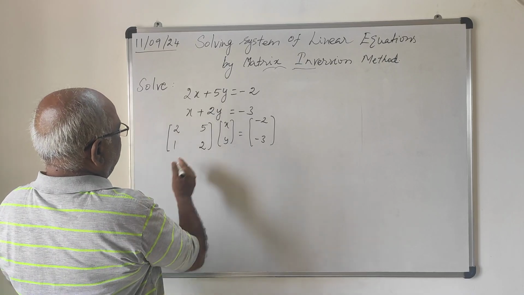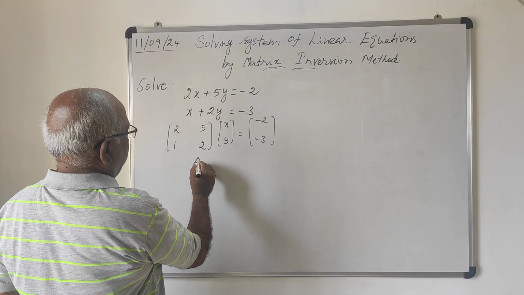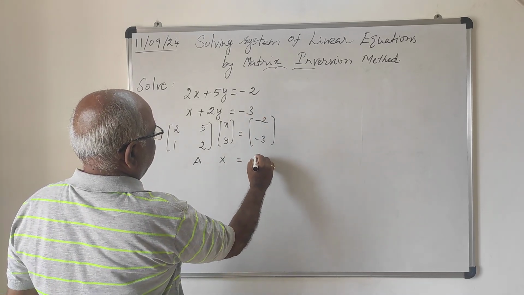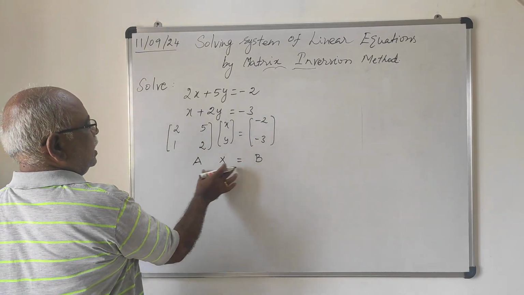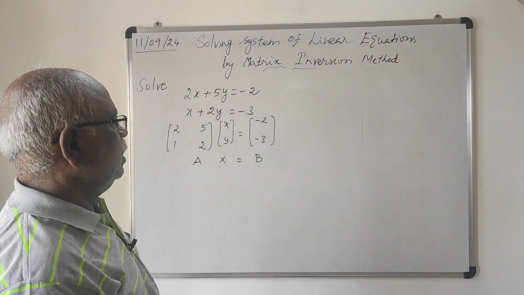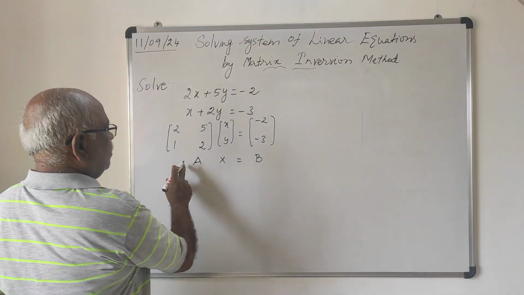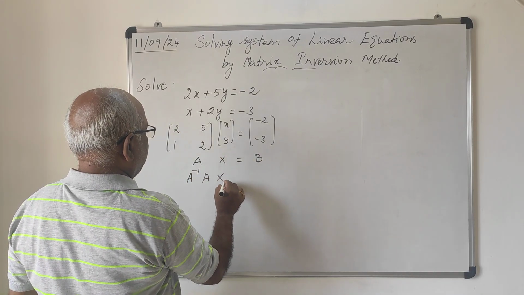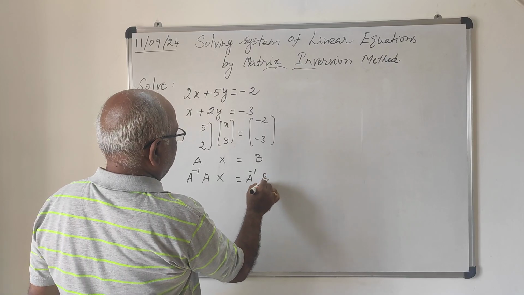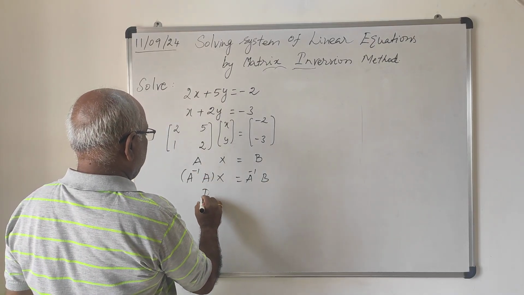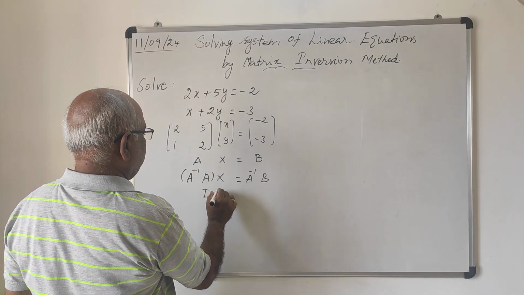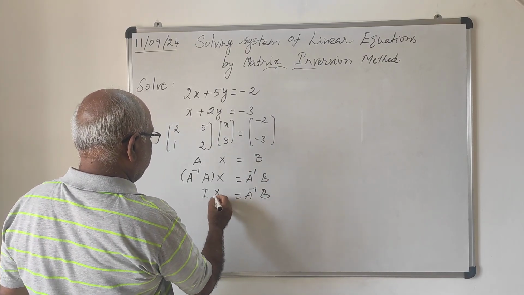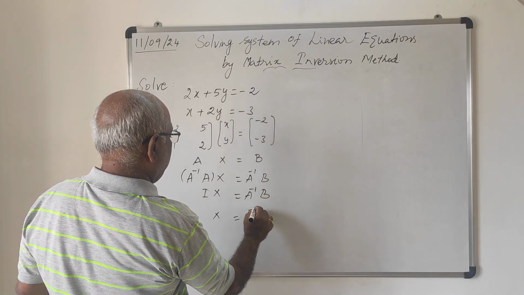This matrix is called the A matrix, the variable matrix x, y is called the X matrix, and the constant matrix on the right hand side is denoted by B. So AX equals B. Pre-multiplying by A inverse on both sides, you will get A inverse into AX equal to A inverse into B. This A inverse into A is the identity matrix. I into X is A inverse into B, so X equals A inverse into B.